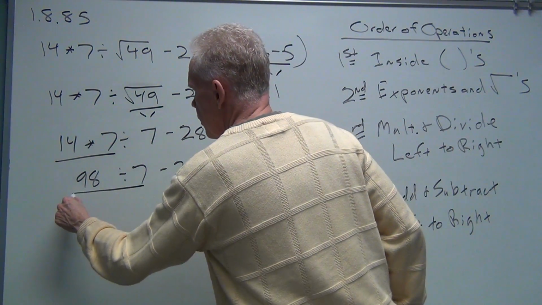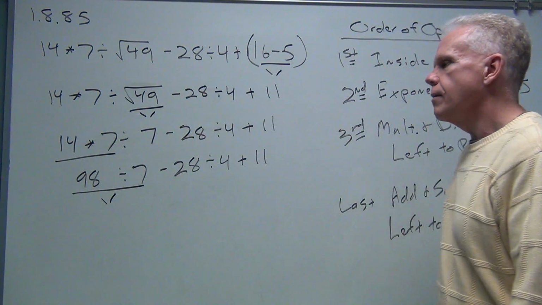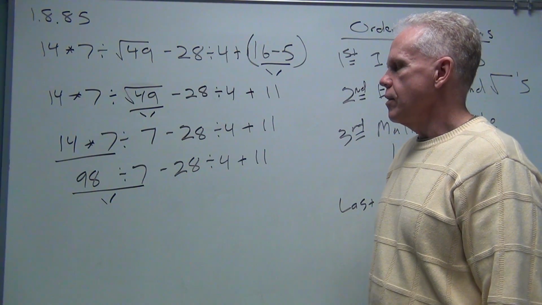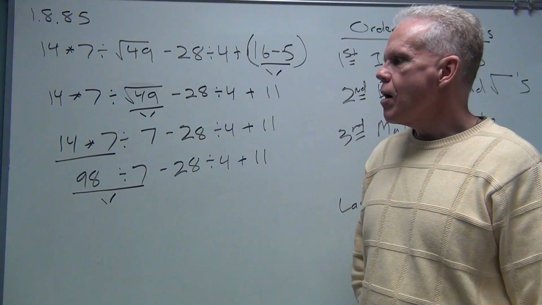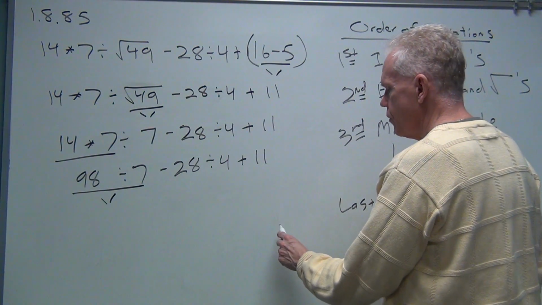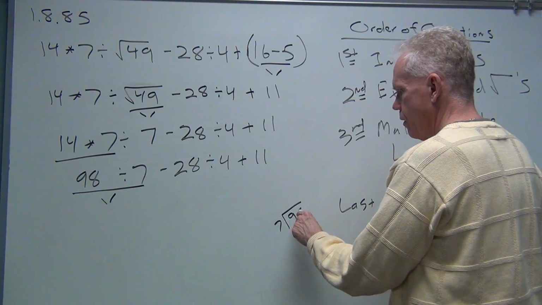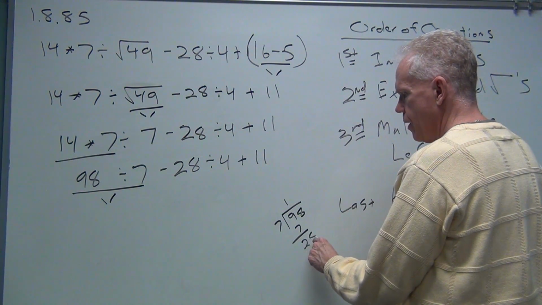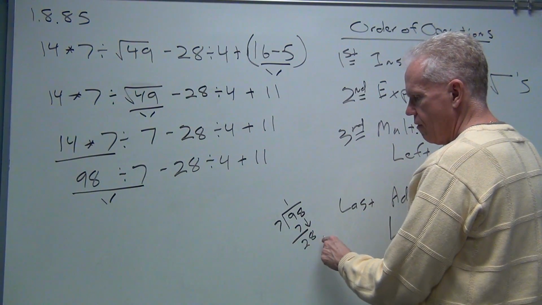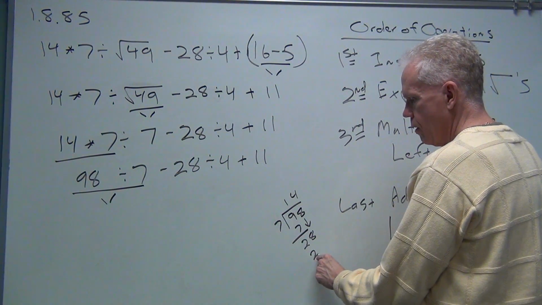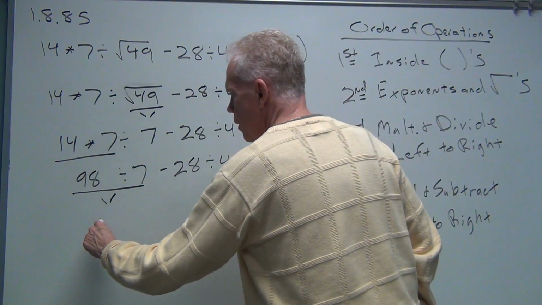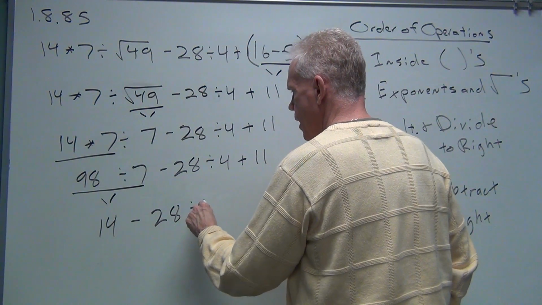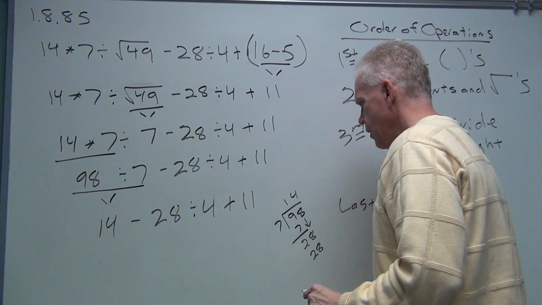My next thing is going to be this division, taking off left to right. Looks like what I've got here is 98 divided by 7. Let's work that over to the side a little bit. That's 1. 1 times 7 is 7. Subtract, we get 2. Bring down that 8. 7 into 28 goes 4. Okay, so we get 14 even. Minus 28 divided by 4 plus 11.